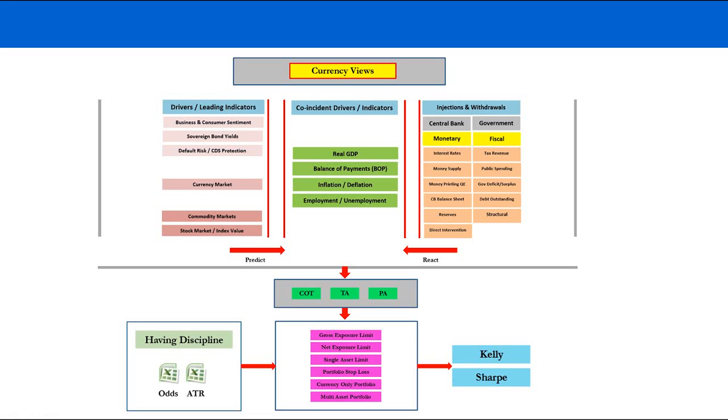So we're going to be looking at gross exposure limits. From this, we'll be picking up along the way how to look at net exposure limits. We're going to be looking directly at single asset limits. We're going to be looking also at an overall portfolio stop loss. And along the way, we're going to be picking up how this applies to a currency only portfolio and a multi-asset portfolio. And as a reminder, this part of the video series and the overall process comes as part of the overall having discipline section under risk management.